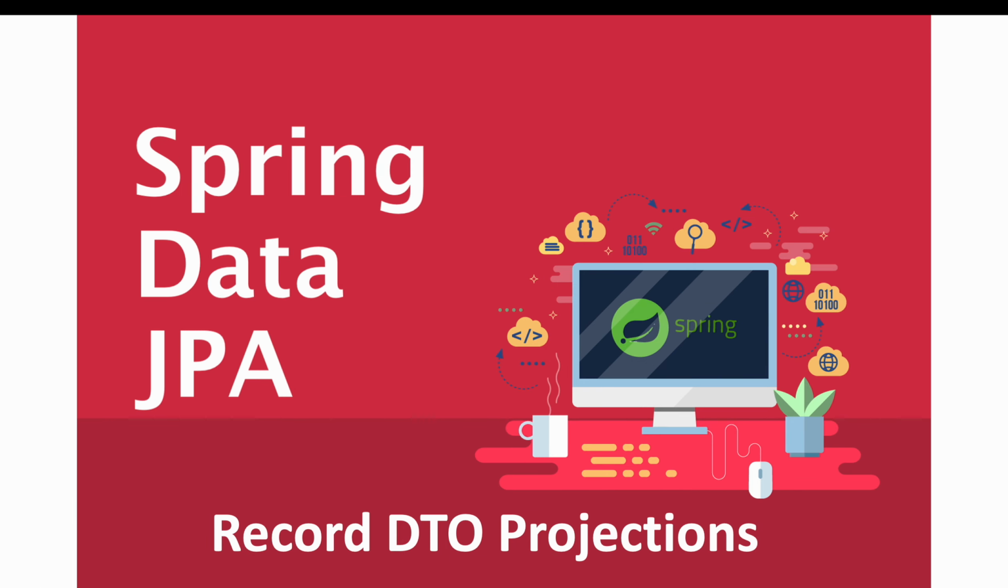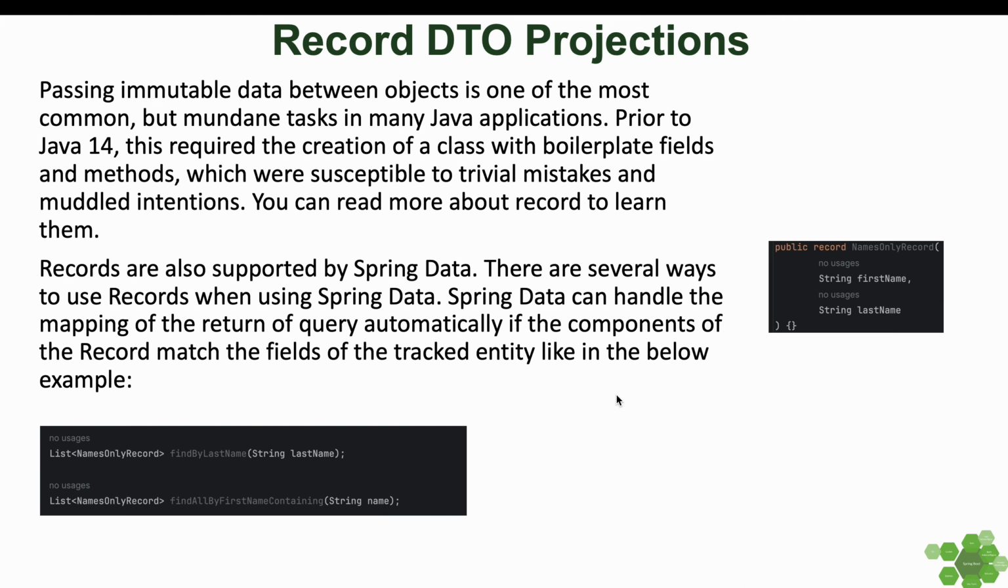So in this video we are going to talk about record projections, or you can say record DTO projections. Passing immutable data between objects is one of the most common but mundane tasks in many Java applications. Prior to Java 14, this required the creation of a class with boilerplate fields and methods which were susceptible to trivial mistakes and muddled intentions.